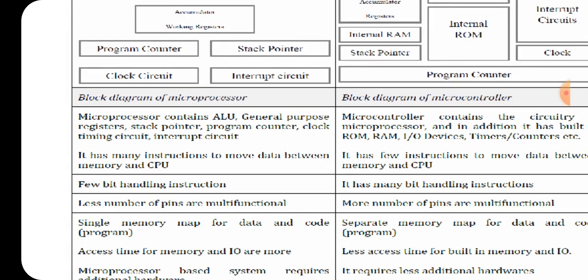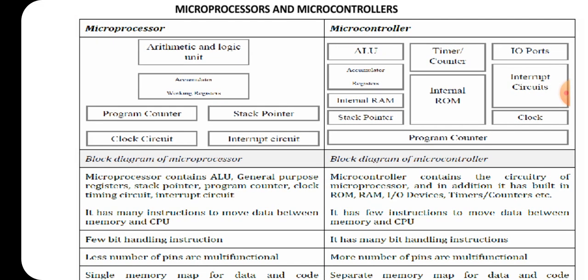In case of your microcontroller, as you go through the block diagram, what does it have? In case of a microprocessor, we just have the arithmetic and logic unit, the program counters, plus some SFRs and the interrupt circuit. We don't have any of the IO pins or anything. External memory can be connected along with your microprocessor.